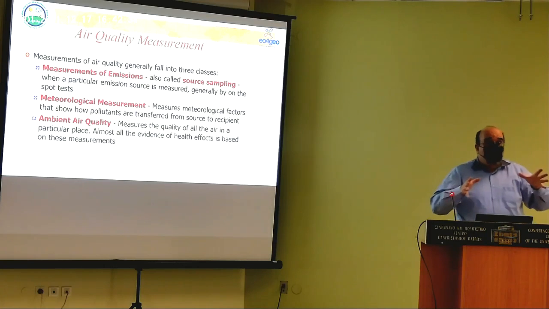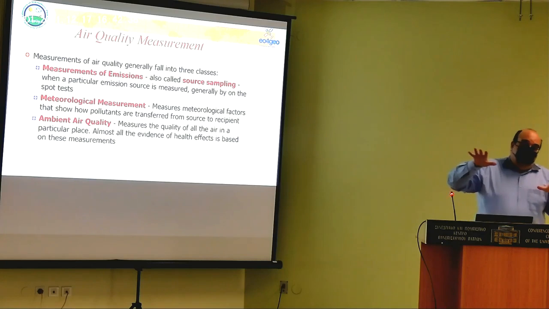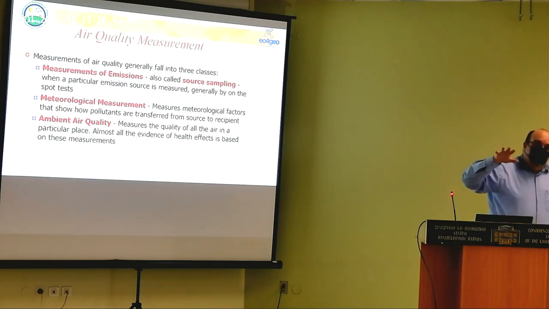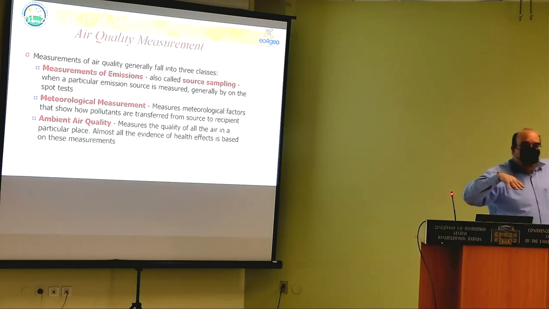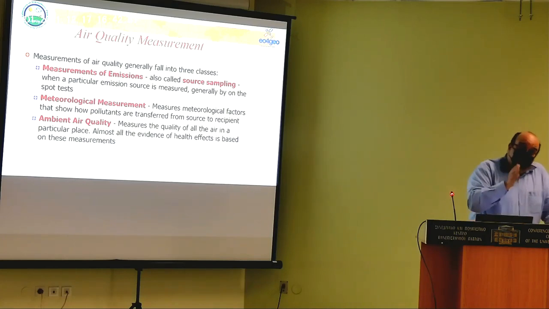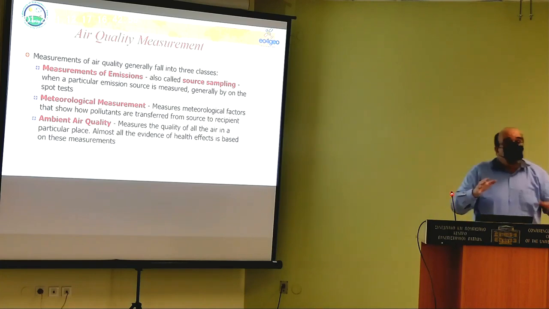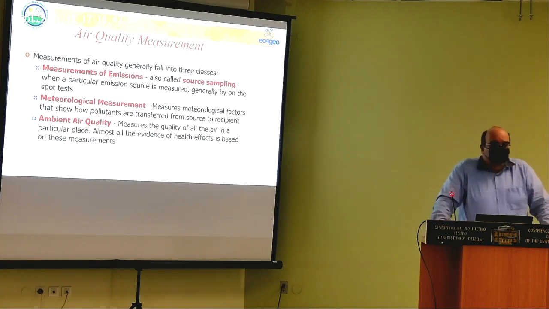So you need to know how the air pollution is distributed from one area of the city to another. So this is the ambient air quality. Okay, but if you want to measure the sources, then you have to go to the sources. This is something else. And then you have the methodology, of course, for all this.